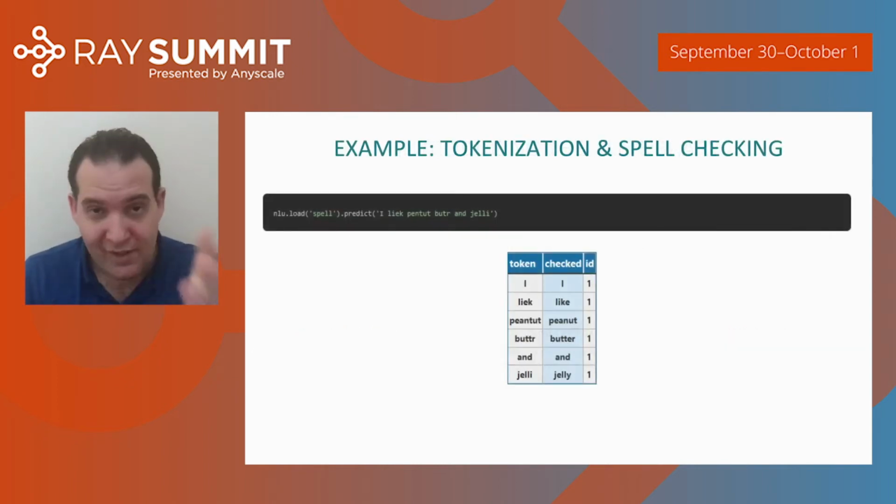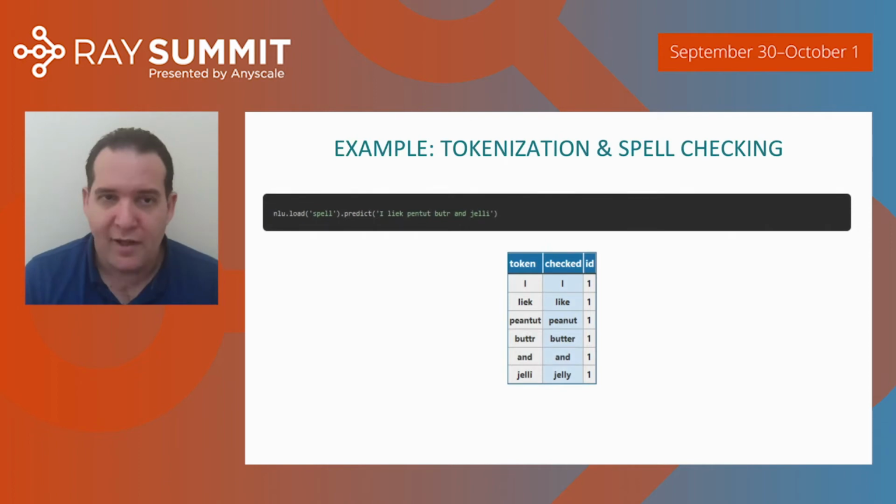So to see what the NLU library can do, let's look at a few examples. To install the library, all you need is pip install nlu. And then once you import nlu, you have this nlu object, and you do something like nlu.load('spell').predict('I like peanut butter and jelly.')